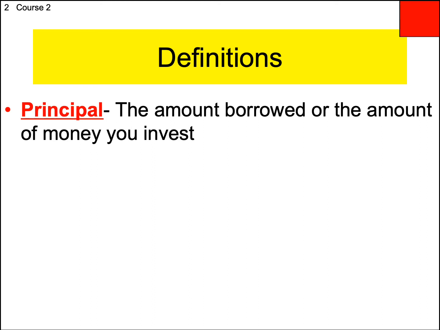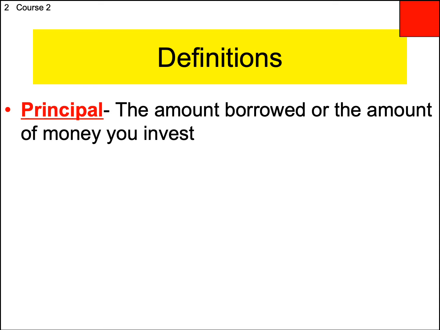And this is the amount that you borrow or you invest. So, for instance, if I borrow $30,000 to buy a new car, that's the principal of the loan. When I put $100 into my savings account, whatever I have in my savings account at that time is called the principal.